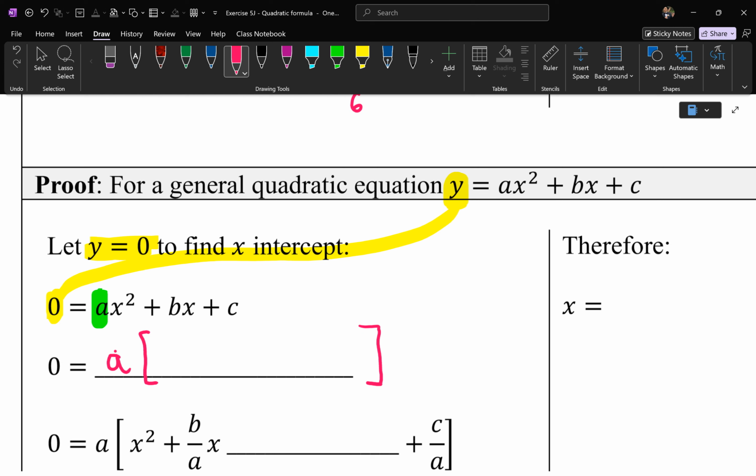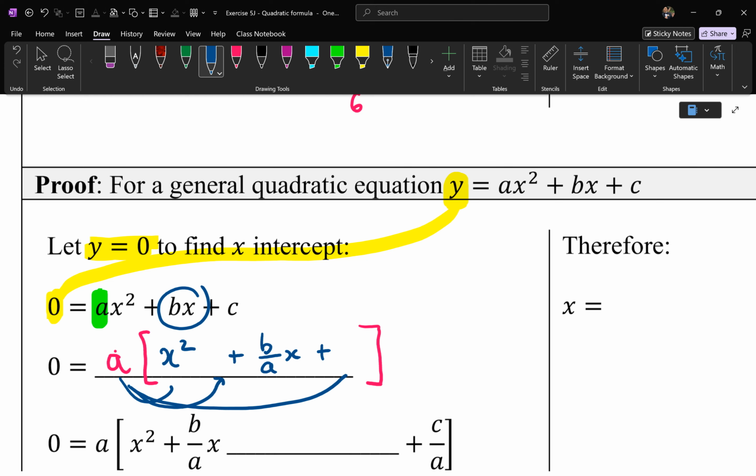a times what will give you ax squared? x squared. a times what will give you bx? Now be careful there. bx over a. Very good. This is now b over a. If you think about a times b over a, the a's will cancel out and you end up with bx. What about the last one? a times what will get you c? c over a. Very good. So now the coefficient of x squared is 1.